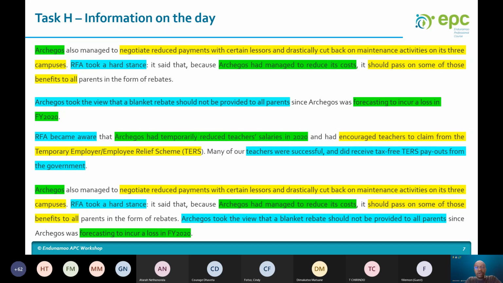But anyway, what we're talking about now is that RFA's contention is that Archegos managed to reduce its operating costs in FY 2020, and that they should pass it to all learners. They say that in COVID lockdown restrictions, learners were often not able to attend school on campus, and hence the learning experience was diminished. They say that there should be a blanket rebate.